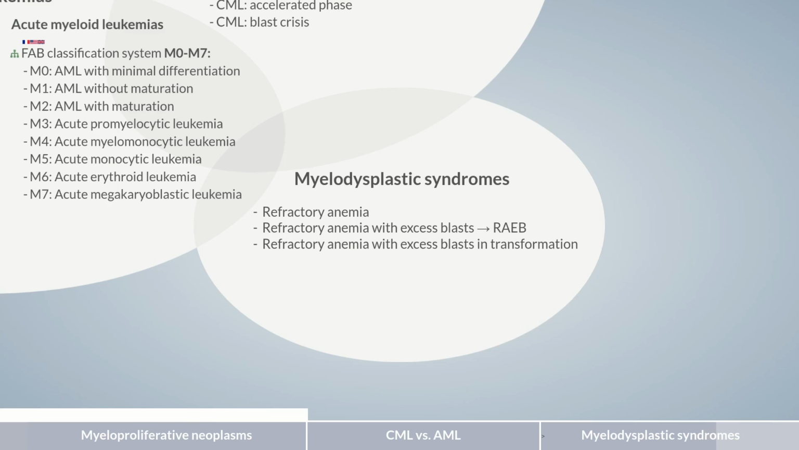The current WHO classification system for myelodysplastic syndromes comprises 8 different disorders. However, we're going to remain with these 3 examples derived from refractory anemia and allow particular emphasis on understanding the relationships rather than the details of each of the 8 myelodysplastic syndromes.